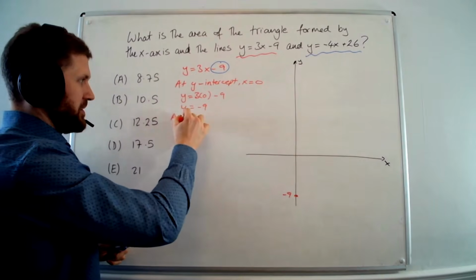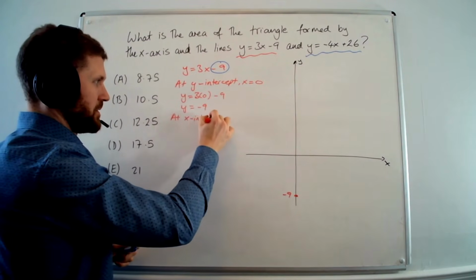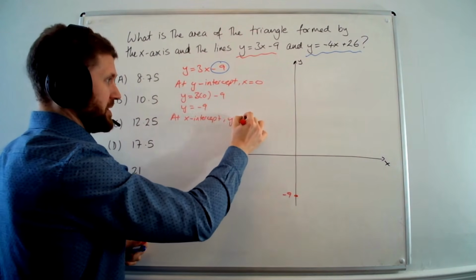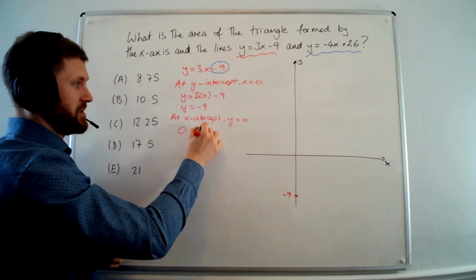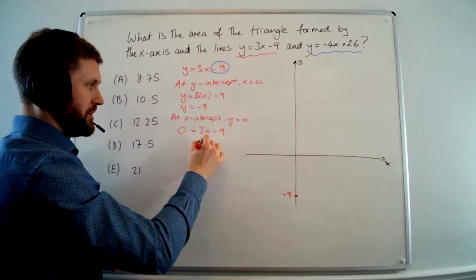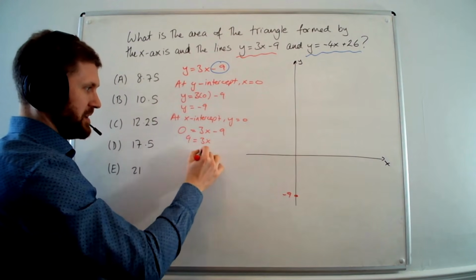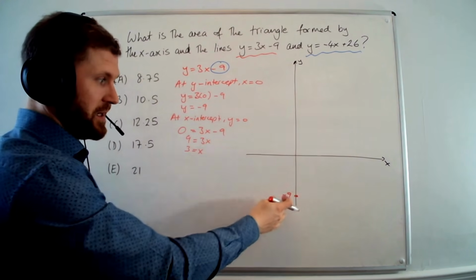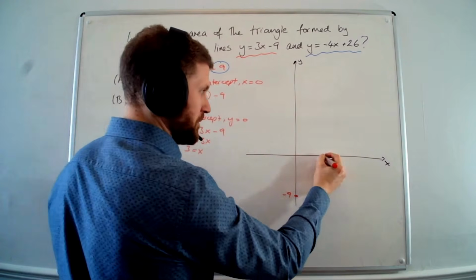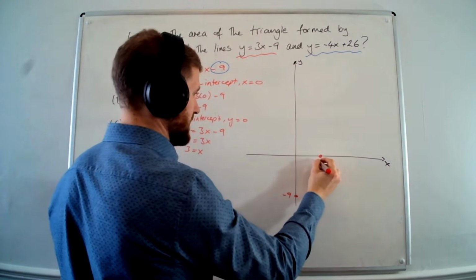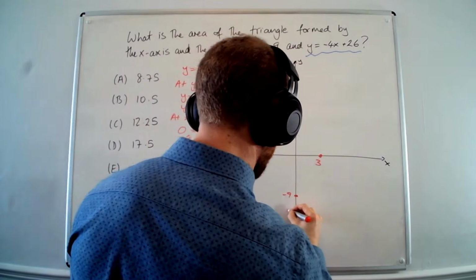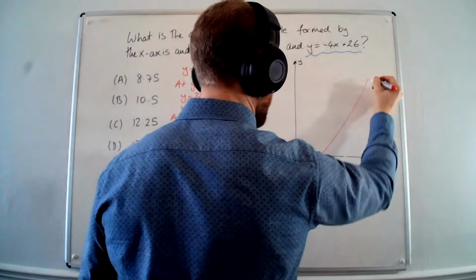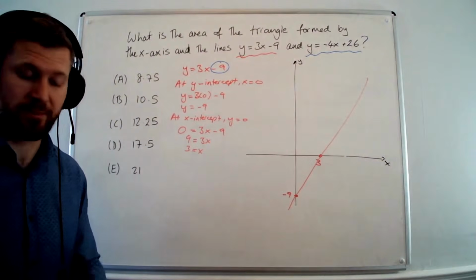Now, for the x-intercept, the y value is 0. And so I can do a very similar thing here. Set y equal to 0. That gives me 3x minus 9 equals 0, so 3x equals 9, and that will give me x equals 3. So I've got a point here at negative 9, and I've got a point here at 3. I know that this line goes through these 2 points, so I can join them up, keep that line going, and there's my first straight line.